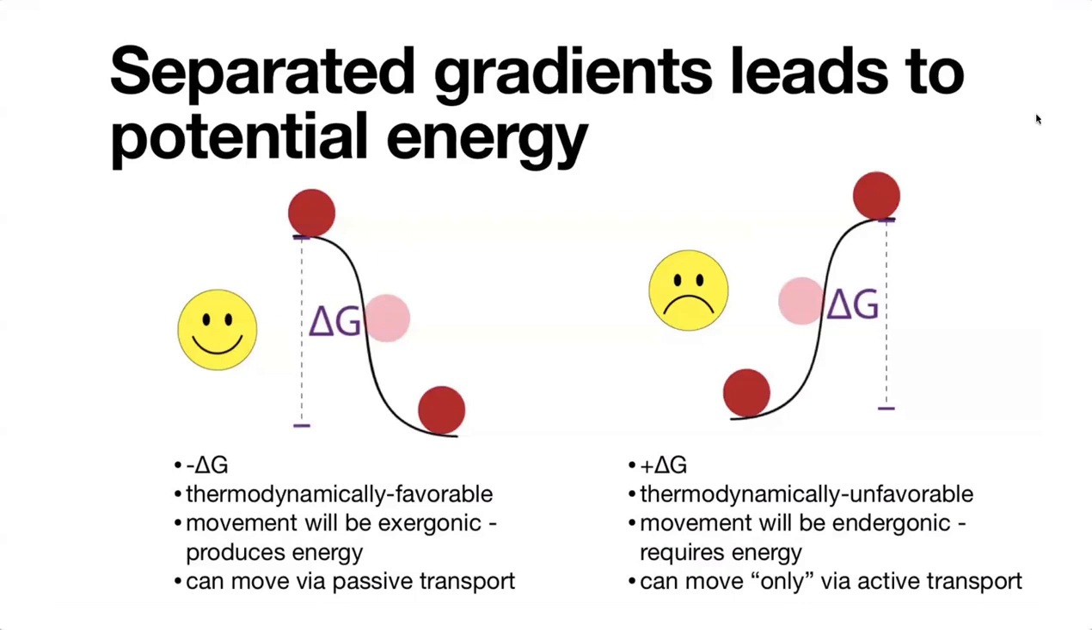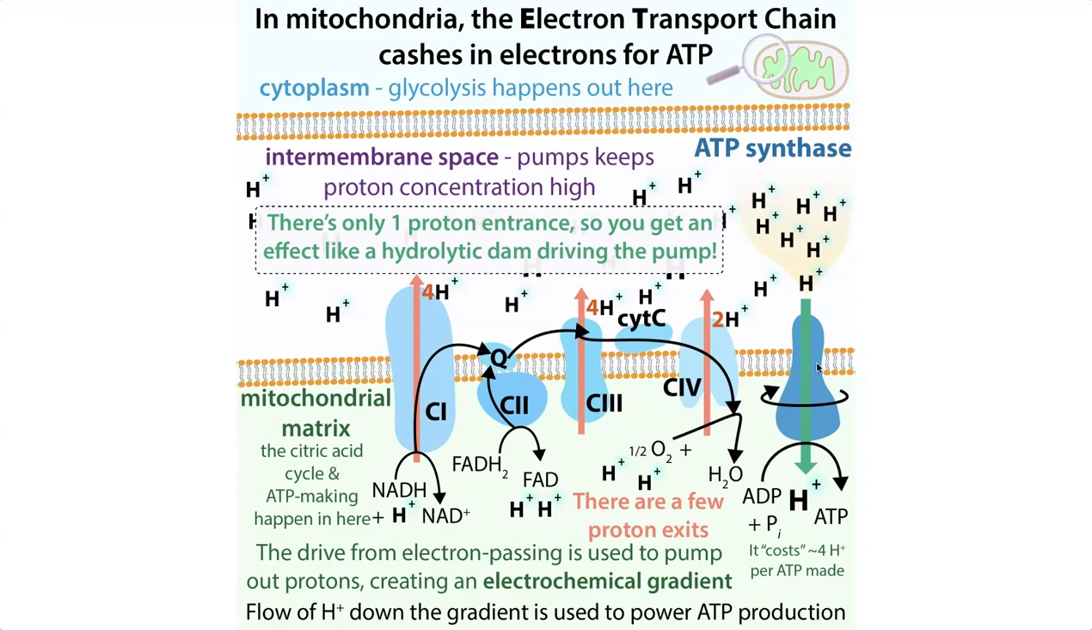And so we're using the energy from the electron pass-offs to convert that energy into the potential energy of these protons flowing back through into the mitochondrial matrix. We're only going to give them one path through. That path through is going to be through this ATP synthase protein.